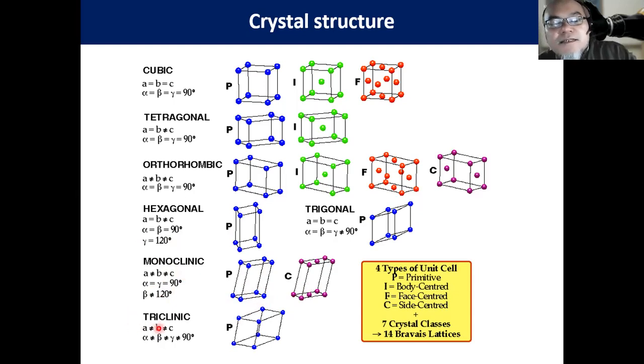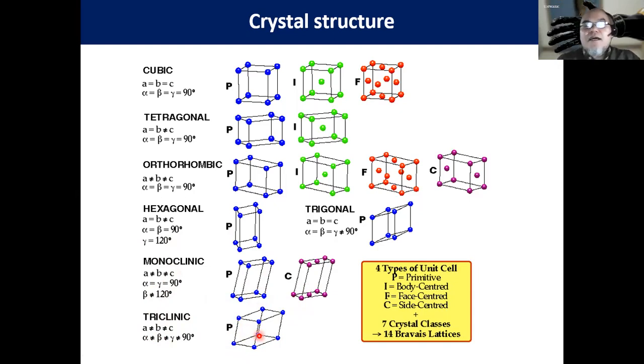And we have the triclinic crystal lattice. The lengths of the axes are not equal to one another, and the angles are also not equal to 90 degrees, and they are not equal to each other as well.